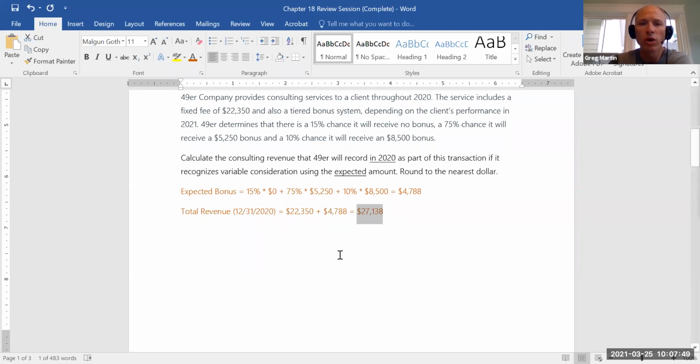And then in 2021, of course, there'd be an outcome, and that outcome, 100%, is going to be different than the 4,788. So whatever that difference is, you'd make an adjustment to revenue in 2021. There'd be a debit, or a reduction to sales revenue for some sort of adjustment for bonus. Or of course, if you got the higher amount, then additional revenue would be recorded to compensate for that difference. But for 2020, this is what we would record.